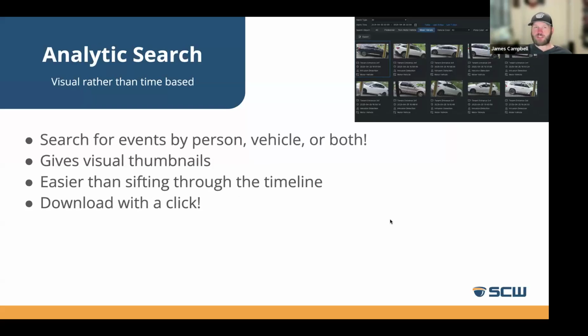The other major thing this allows is searching based on these analytics. So this is more of a visual search than a time-based search. This allows you to search for events by a person, a vehicle, or both. You can just search for all of them, and it gives you nice visual thumbnails, like you see here in the snapshot up there.